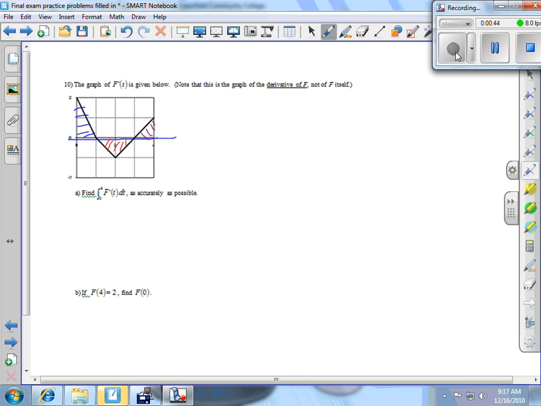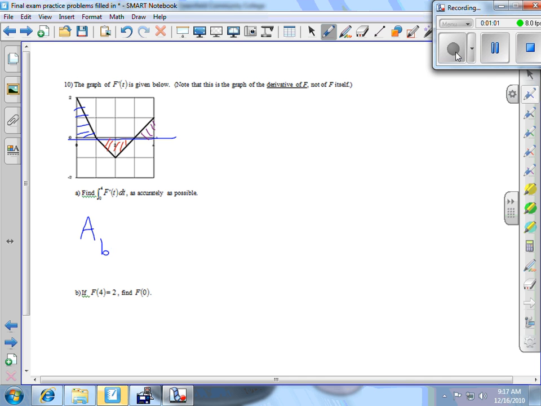And it says as accurately as possible. Now we might be tempted to do rectangles, like approximations, and you would if this were a curvy thing, and you might be asked to do that using rectangles to approximate. But this one says as accurately as possible, and these are triangles. And so we can find the area of these triangles.